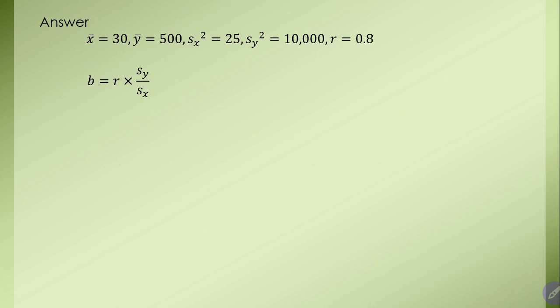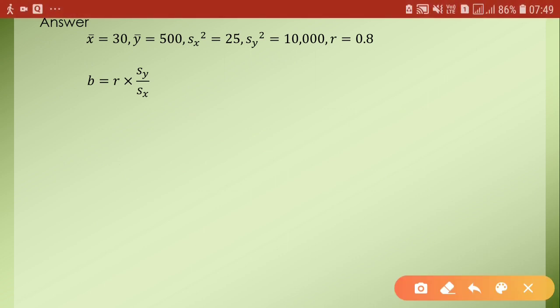Just check the information given in the question. Is r given? Yes, r is 0.8. Then in the formula it is into sy. Sir, sy is not given, but the square of sy is given. So if the square of sy is given, you can find sy by yourself.